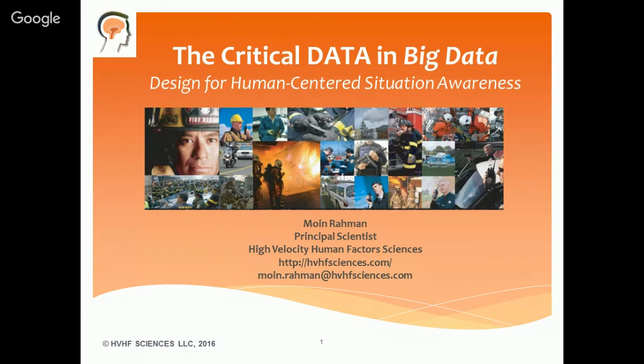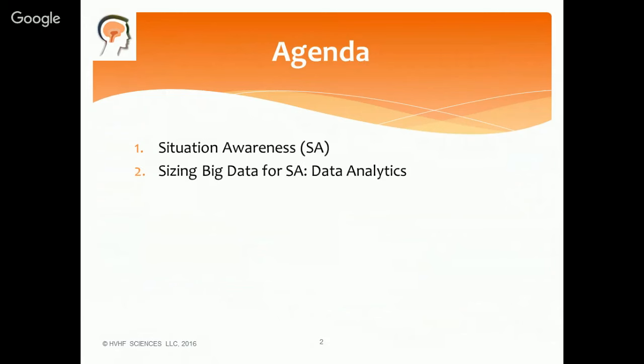Today, I'll be talking about the use of big data. The title of my presentation is the critical data in big data and design for human-centered situation awareness. The topics I'm going to cover today are: one, define what is situation awareness; two, how do we size big data with the help of data analytics to deliver situation awareness; three, close my presentation with my summary thoughts.